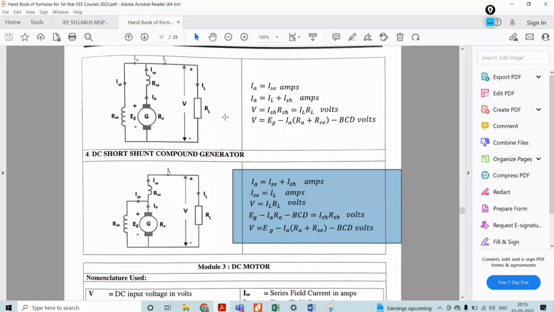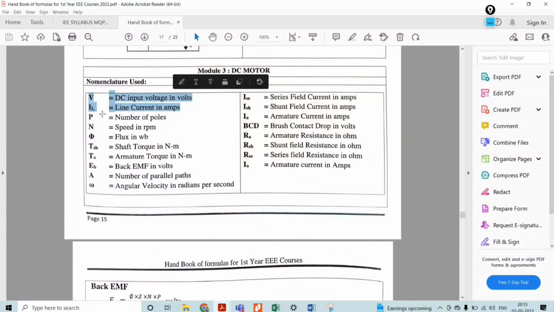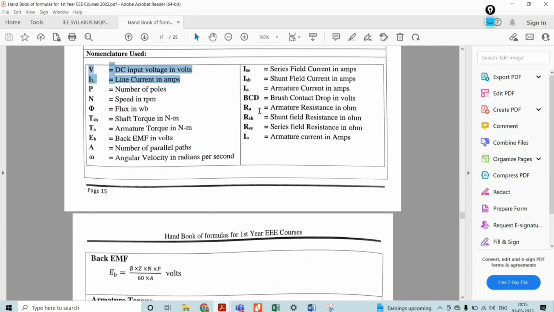But where it is present, you have to remember. Corresponding to the motor, they are represented with respect to the same: voltage, current, number of poles, speed, flux, torque, shaft torque, armature torque, back EMF EB. A is the number of parallel paths, omega is the angular speed. Then ISE is the series field current, ISH is the shunt field current, IA is the armature current, BCD is brush contact drop, RA is armature resistance, RSH is shunt field resistance, RSE is series field resistance.